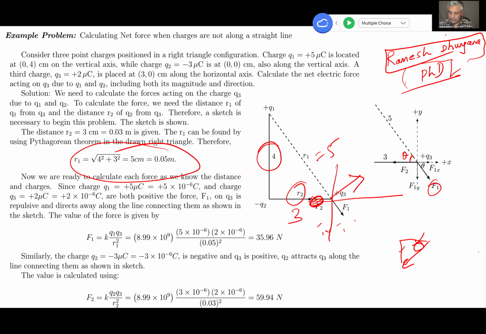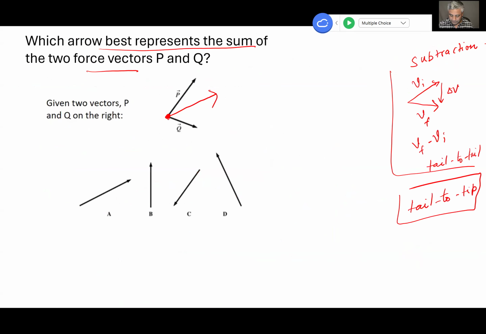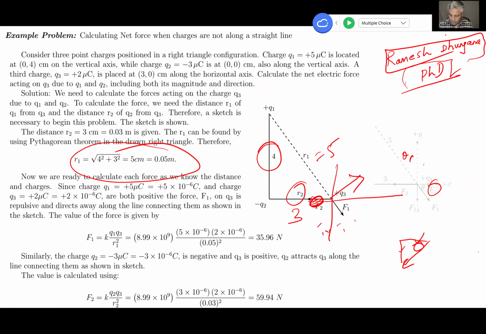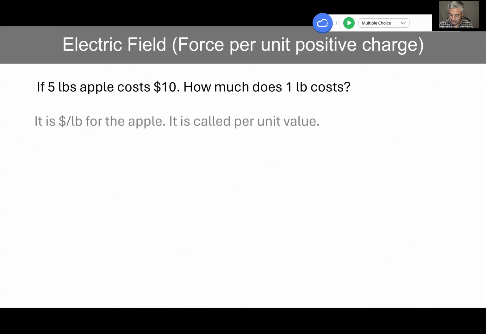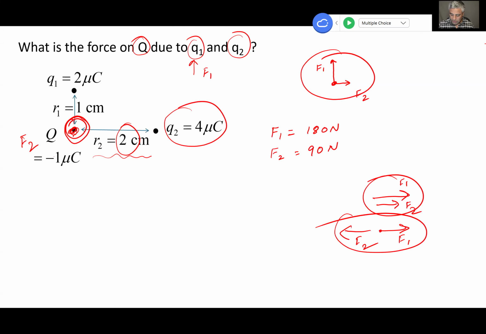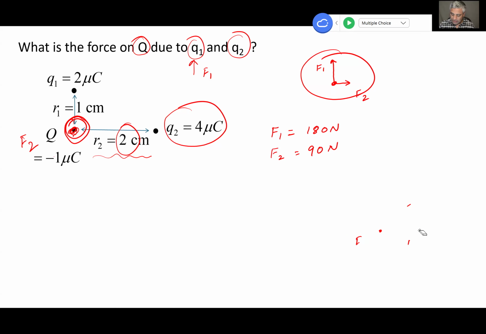So that's how you find the components. That's what you want to learn there. Okay, so we are not quite done on this one here.